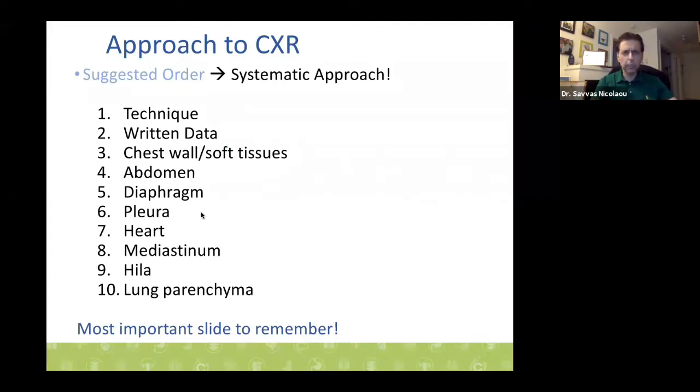Suggested order, systematic approach. Look at the technique, look at the written data, look at the chest wall soft tissues, look at the abdomen, look at the diaphragms, the pleura, the heart, mediastinum, hilar, lung parenchyma. Very important, this slide, because it signifies a systematic approach to the radiograph. What most people do, and it's common, it's based on behavioral sciences, is that they see the pathology, they concentrate on the pathology and forget about the remainder of the thorax and other pathology lies within the thorax that would be missed and could have significant impact on patient care and outcomes.